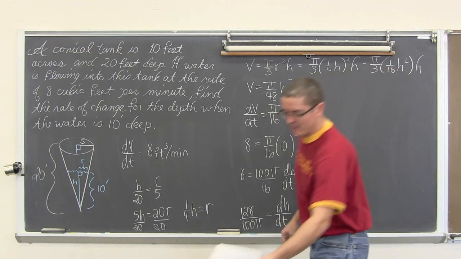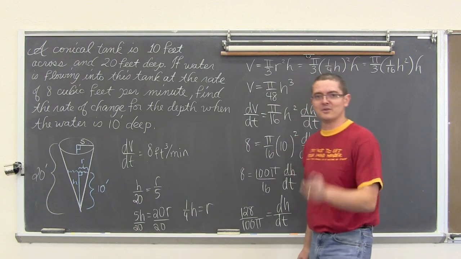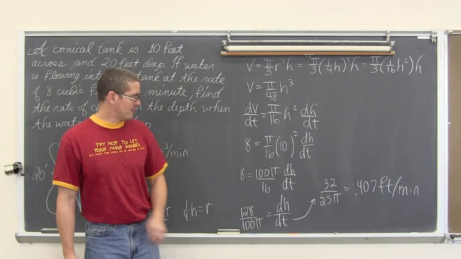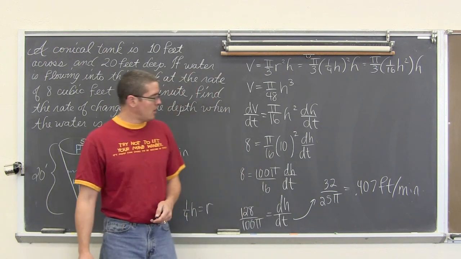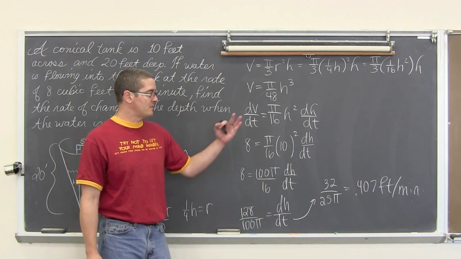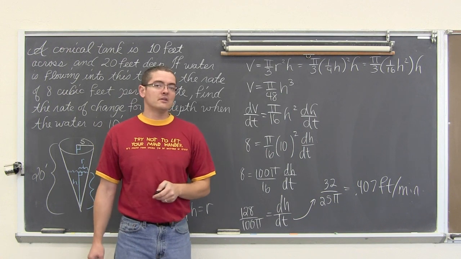Hold on just a second. Sorry for the little bobble up there. 128 over 100 pi reduces to 32 over 25 pi, which comes out to be 0.407 feet per minute.